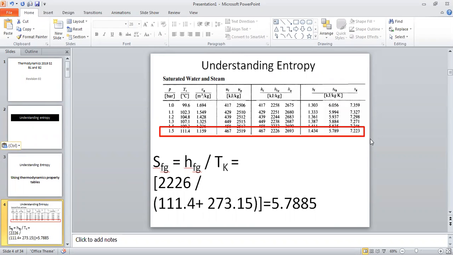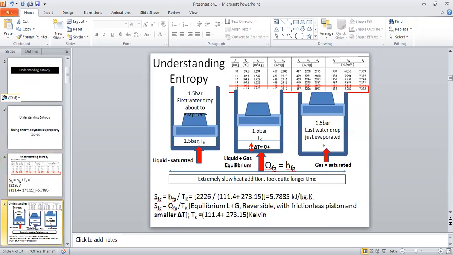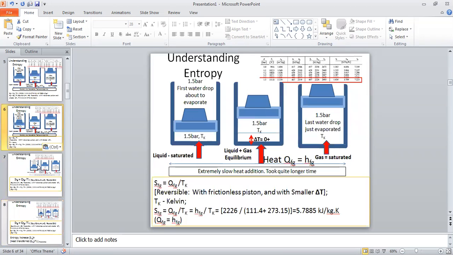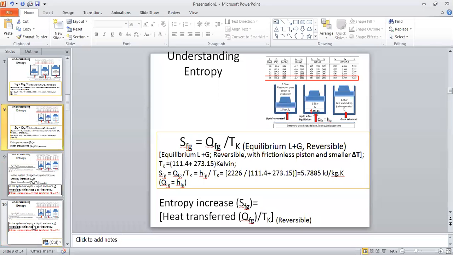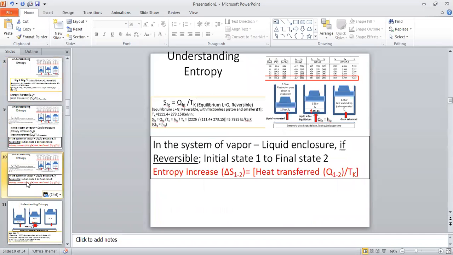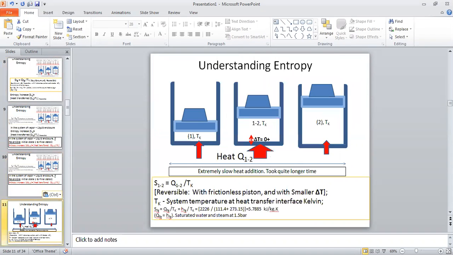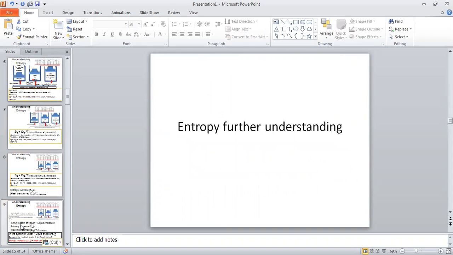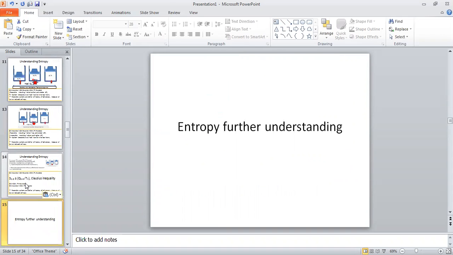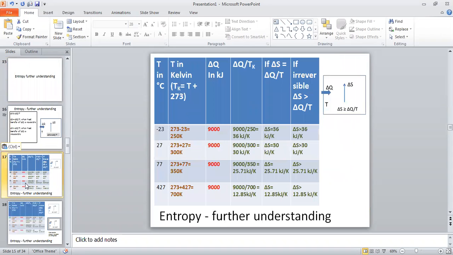So you take the property table. So here pressure at 1.5, this is for saturation. So we have proved this one. And then about the SFG, so we came to this. So you have to go through this. I'm not going to go through this right now. Understanding entropy, and you have to look into the value. Further understanding afterwards, understanding and further understanding.